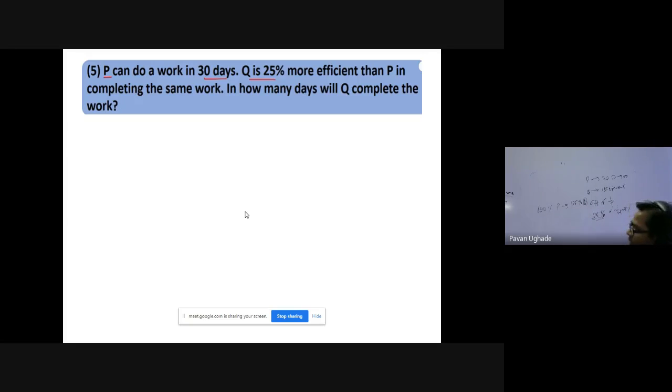Now, in one day, P is doing how much work? It is 1/30. So this efficiency also goes over here, no? So 125 Q के लिए कितना होगा? Q के लिए भी 1/30 of 125% कैसे लिखते हो आप लोग? 125%. So 125% of 1/30. 125% of 1/30 कैसे कैलकुलेट करोगे आप?